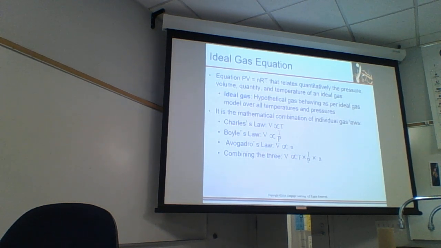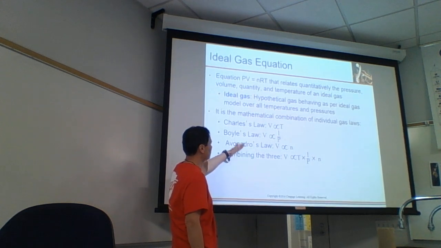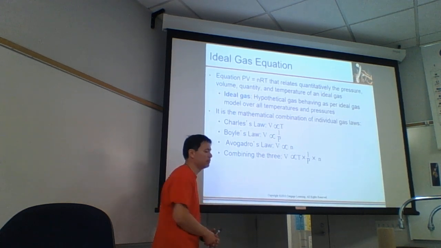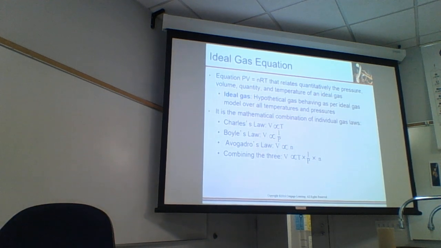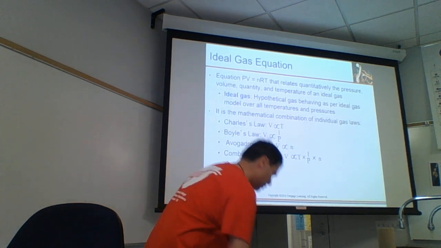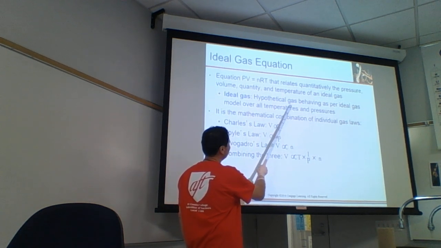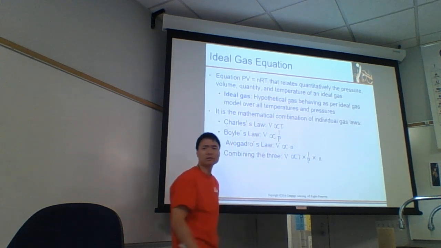And so we have the ideal gas law. The ideal gas law is going to be a combination of Charles' law, which is volume and temperature, Boyle's law, which is volume and pressure, and Avogadro's law. We combine those 3 gas laws and come up with a new gas law called the ideal gas law. Why do they call it an ideal gas law or ideal gas? Because not all gases behave the same. Some behave more ideally than others. So ideal gas is a hypothetical gas behaving as an ideal over all temperatures and pressures.